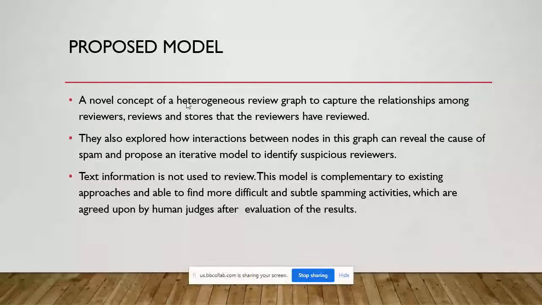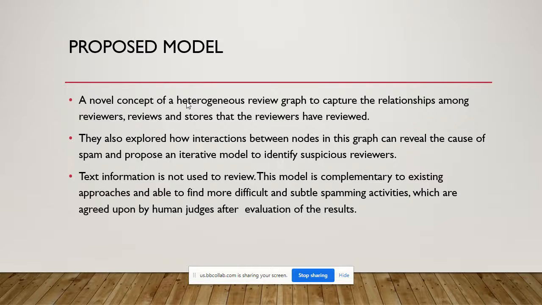Coming to the proposed model, a review graph has been proposed to capture the relationships among reviewers, reviews, and the stores that the reviewers reviewed. They have explored how interactions between nodes in the graph can reveal the causes of spam and propose an iterative model to identify suspicious reviewers. Text information is not used because text information can be changed all the time.